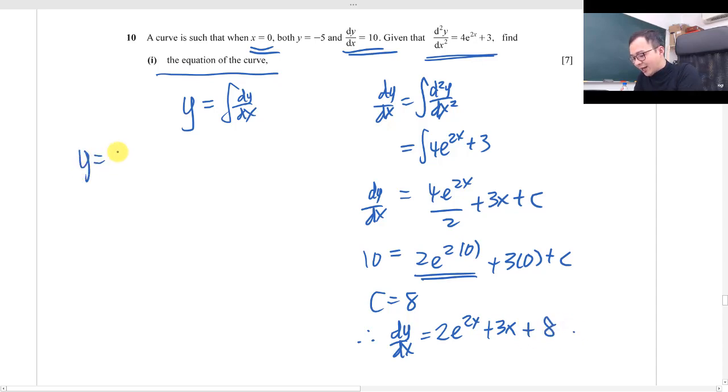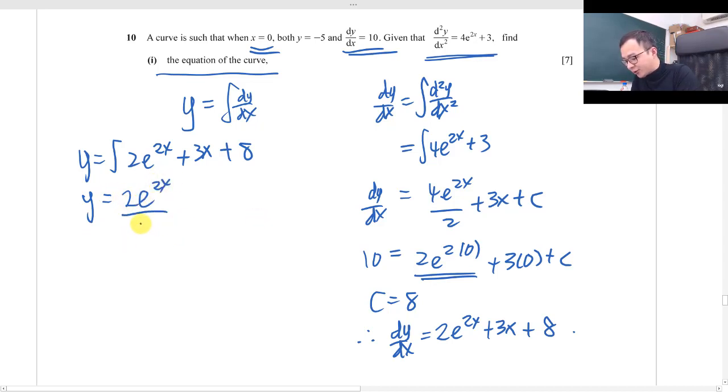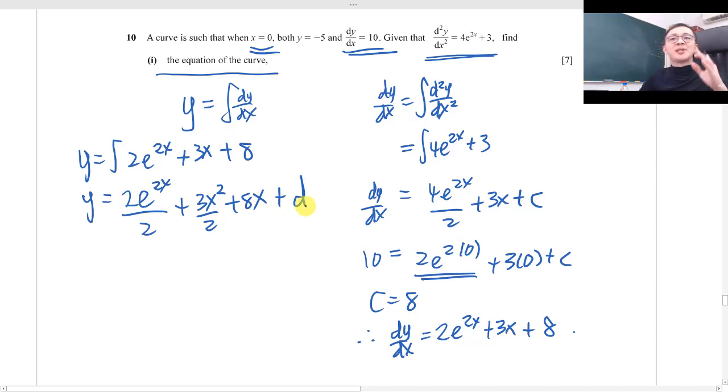In order to get y, I will need to integrate dy/dx, 2e^2x plus 3x plus 8. If I integrate this equation, I will get 2e^2x over 2 plus 3x squared over 2 plus 8x. Don't write plus c anymore, because a lot of students used to write plus c, but c you already used just now, so you have to make sure you don't write c anymore.